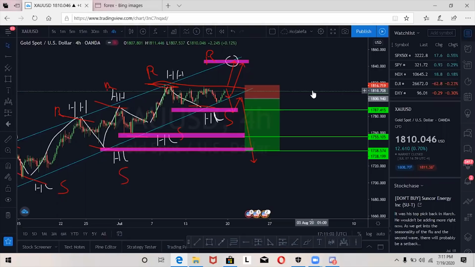Then let's see if it can break this zone or just come back down here. Then it gives more reversal patterns. The question may be, how do you know your reversal patterns? Guys, I can't teach that right now, but I can tell you to look at the book called Trading with Japanese Candlestick. There are reversal patterns in there.